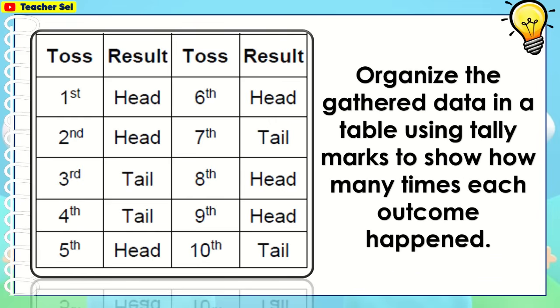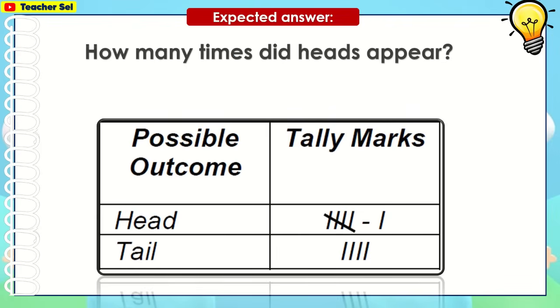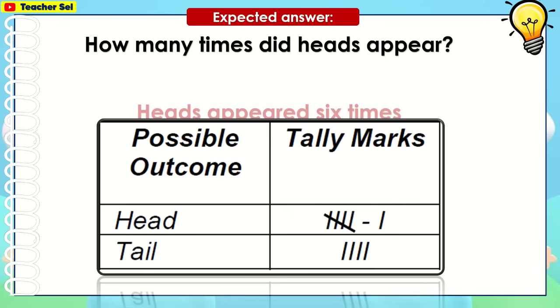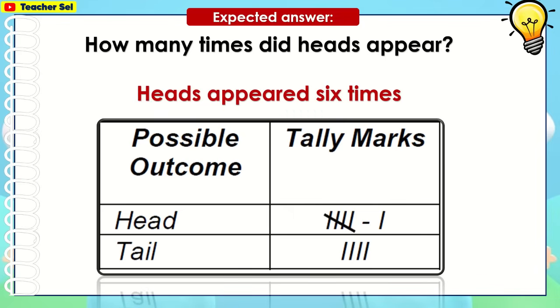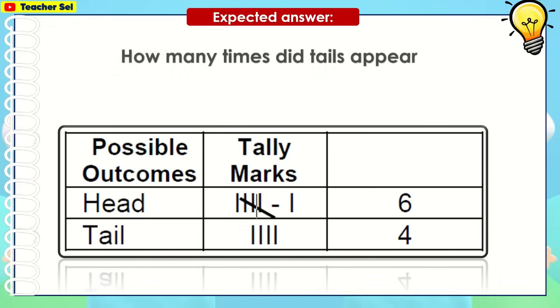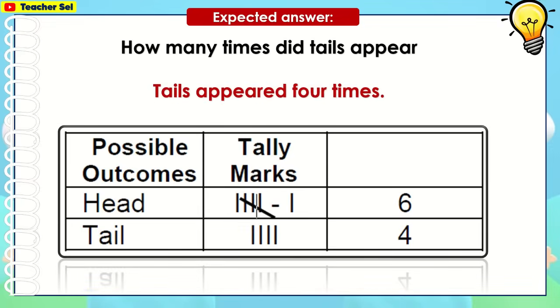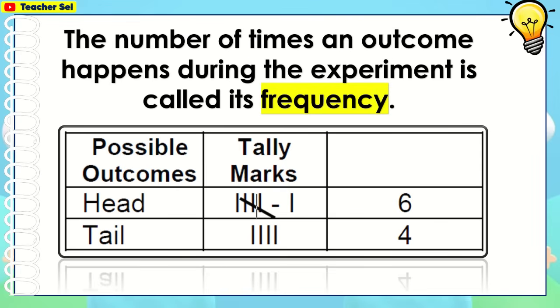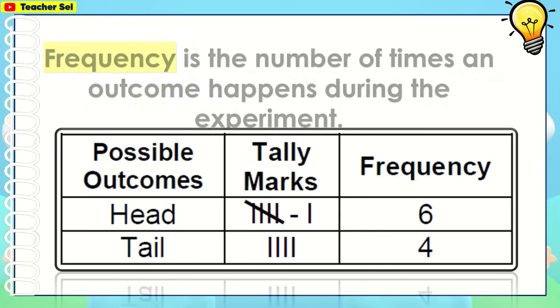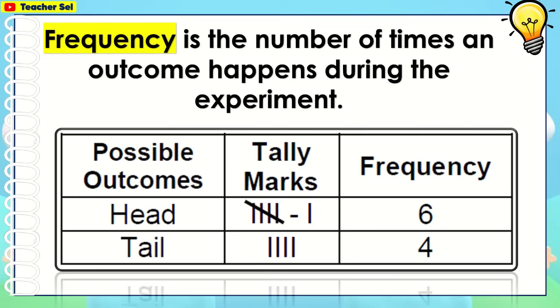Organize the gathered data in a table using tally marks to show how many times each outcome happened. How many times did heads appear? Heads appeared 6 times. How many times did tails appear? Tails appeared 4 times. The number of times an outcome happens during the experiment is called its frequency. Frequency is the number of times an outcome happens during the experiment.